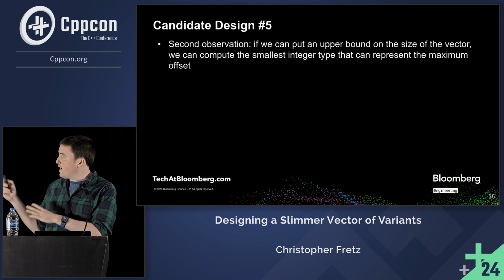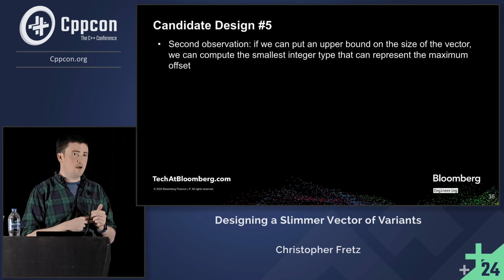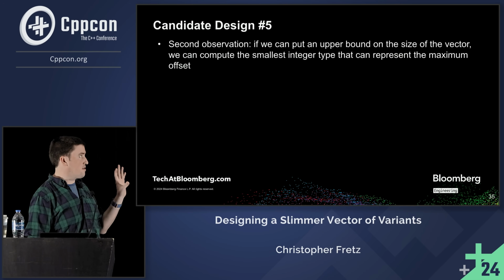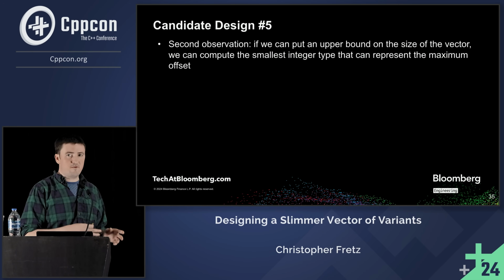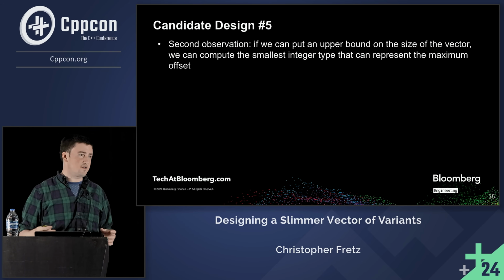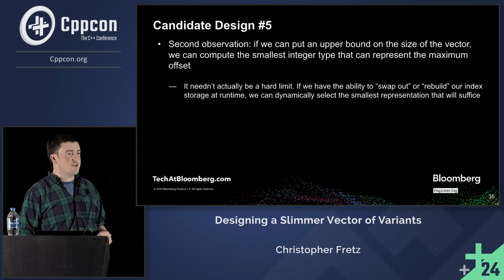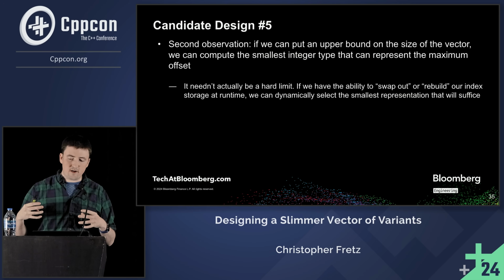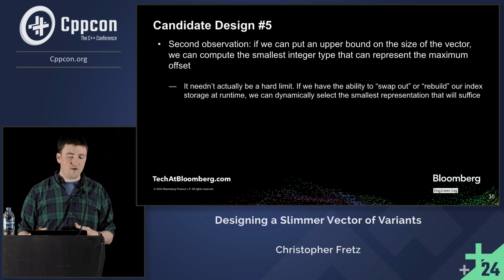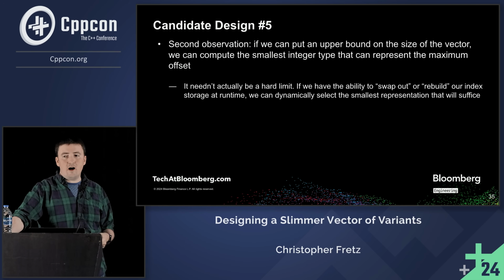So the actual library that I've put together for this handles both static vectors and dynamic vectors. And so in the static vector case, it's trivially easy. You just know how much space you're going to have because it's very much like in-place vector where the user just has to tell you how big your vector is going to be. But it needn't actually be a hard limit. If we have the ability to swap out or rebuild our index storage at runtime, we can actually dynamically select the smallest representation that will suffice.